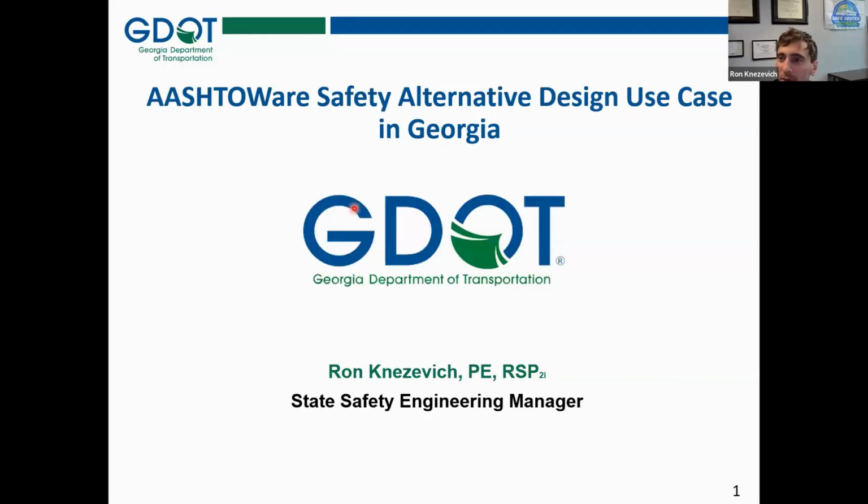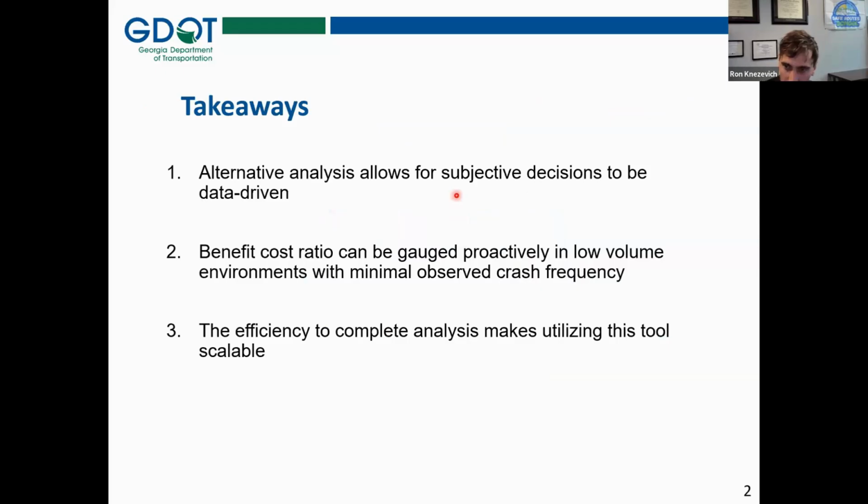So, hey guys, I'm presenting today on some use cases in Georgia for alternative design that we've been starting to kick off. So, three takeaways for you guys today. The first is the alternative design tool allows for a lot of our subjective decision making to be just a little more data driven. It also allows benefit cost ratio to be gauged more proactively, particularly in those low volume environments without just observed crash data. And then third, the efficiency to complete this analysis makes it scalable.